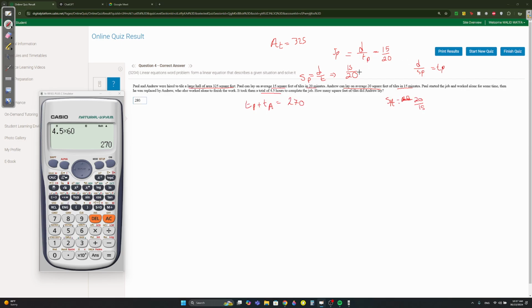And the speed of Paul is 15 over 20. So distance over 15 over 20 is equal to the time of Paul. When you're dividing by a fraction, you're just flipping it. So 15 over 20, you flip it, and it goes 20 over 15, times d, is equal to the time of Paul. So the time of Paul is 20 over 15 d.